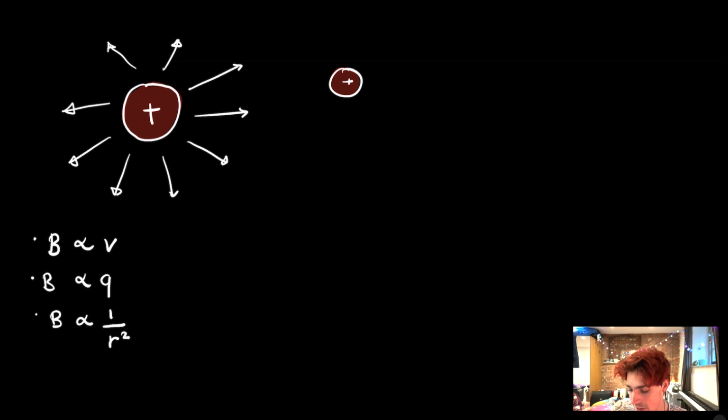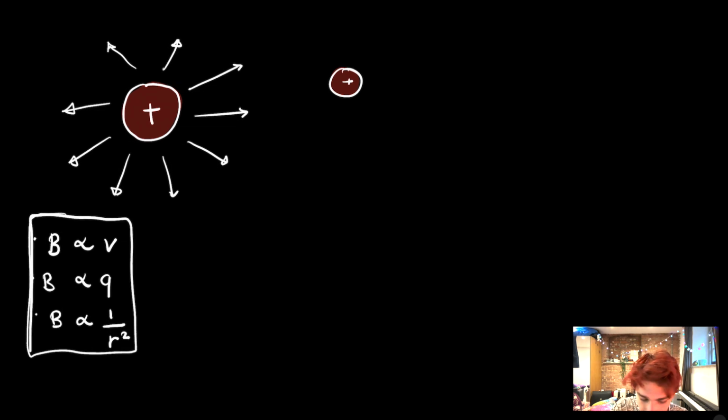So if you double the distance away from where you're measuring this magnetic field, you essentially find that the magnetic field decreases by a factor of 4, in accordance with this 1/r² relationship right here. So this is what was empirically found about the magnetic field B right here.